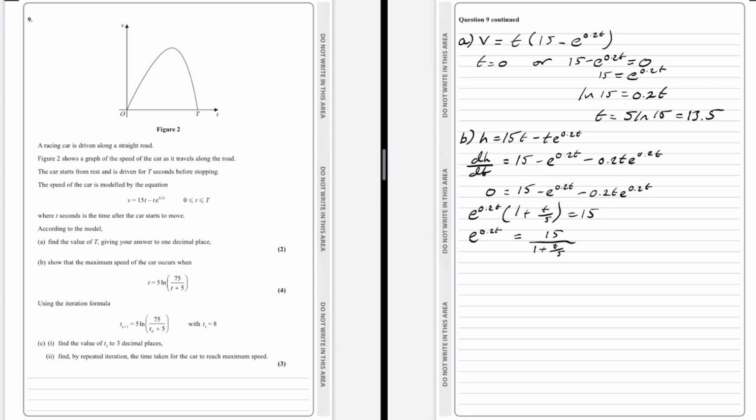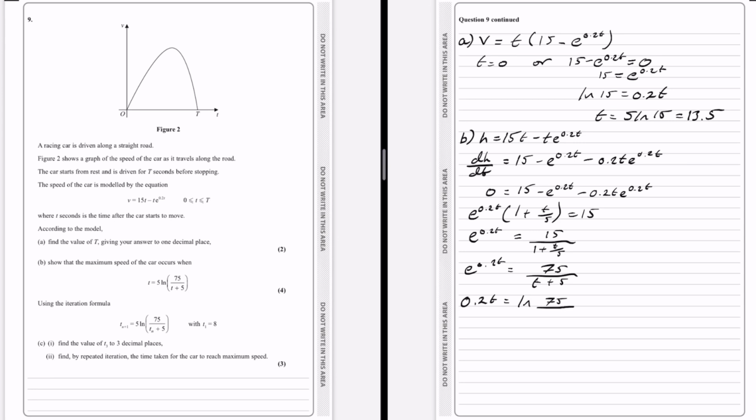And then just to tidy up that fraction, because I'd rather not have a fraction inside a fraction, I'm going to multiply the top and the bottom of that fraction by 5. So the top is 75 and the bottom is 5 plus t. I swapped the t and the 5 around because just looking at where this question is going, they've written t plus 5 at the bottom.